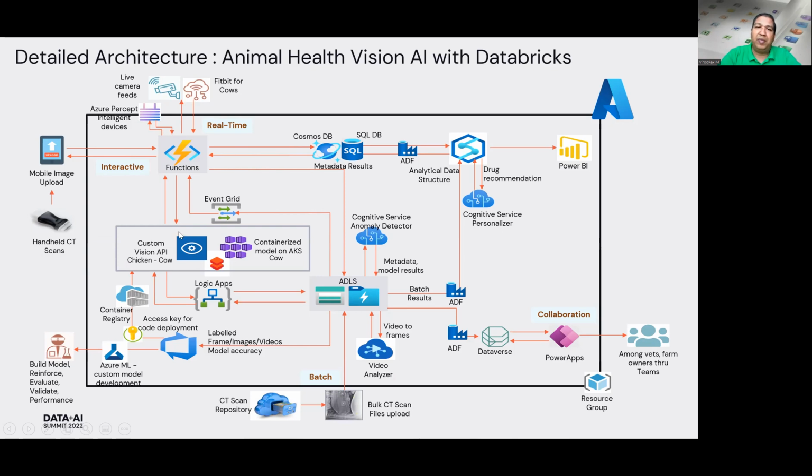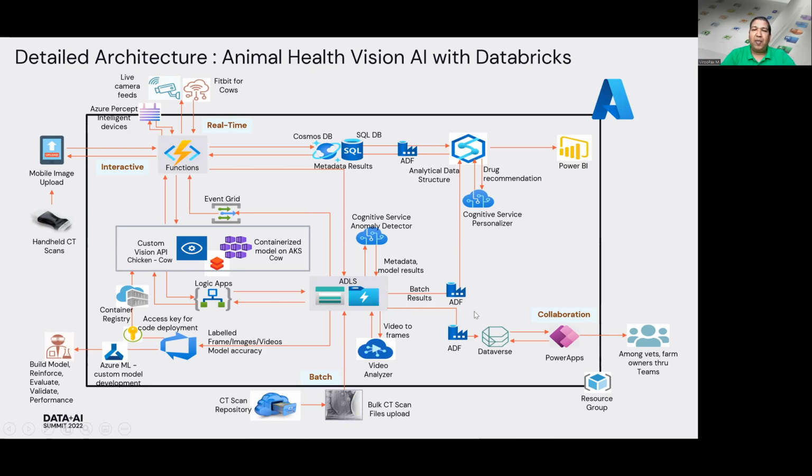I won't go into the details of it, but the idea is to make it commercially scale available, right? Containerized models of all the cows and the chicken analysis that we have done, custom vision APIs that are used in the process, and Azure Logic Apps and Azure Event Grid used in a very effective way to share the information across to drug recommendations and personalizing that whole service. There's something here in between too, which is the cognitive service for anomaly detection, where you can do early detection of disease spread through the US, right? Labeling of all the images, all of that can be automated.